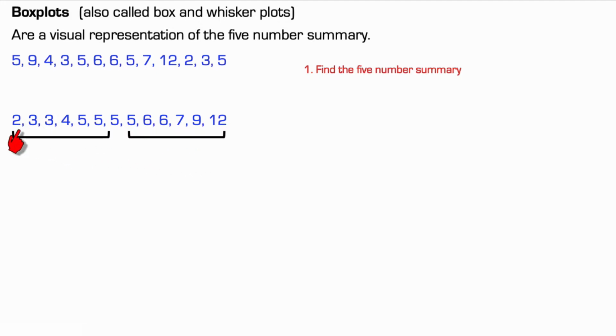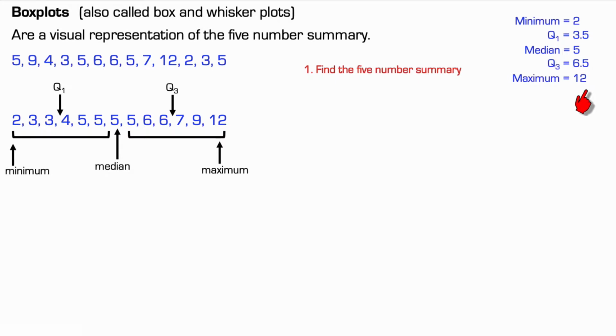So I'm going to split my data in half. There are 13 scores, so I can see that my median is going to be this one in the middle. My minimum is 2, my maximum is 12, and Q1 is half of this bottom score. So the median one gets taken out here because it's a score on its own. So the Q1 is the median of the bottom half, is here. Q3 sits in here. So those values work out to be 2, 3.5, 5, 6.5, and 12. And if you've forgotten about that, check out the previous video about the 5-number summary.